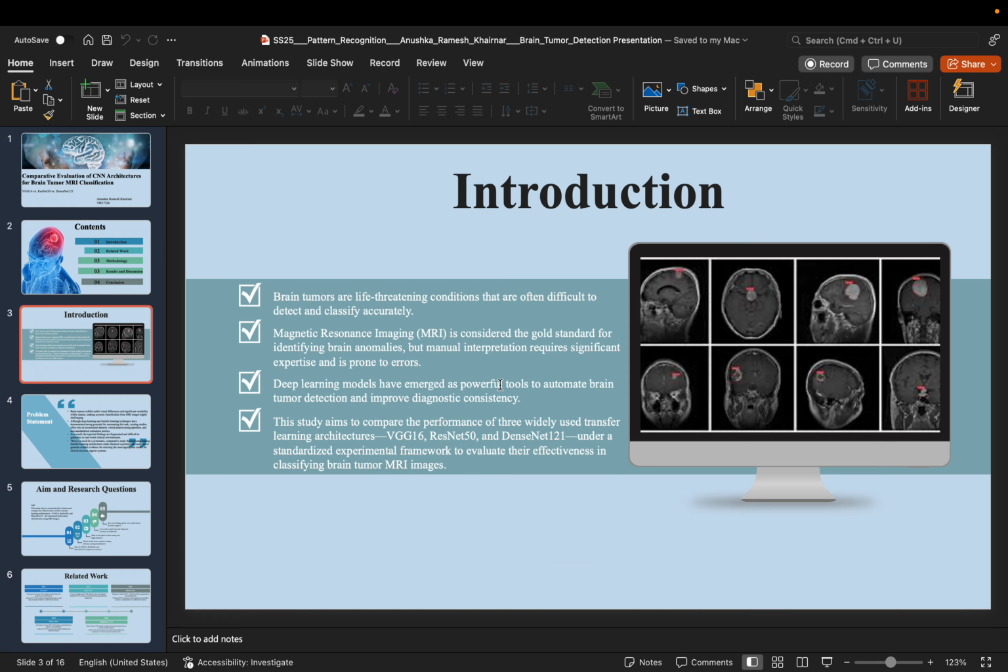Brain tumors are serious and life-threatening conditions. Early detection plays a crucial role in effective treatment, but manual interpretation of MRI scans is both challenging and prone to human errors. So, deep learning models have shown tremendous potential in medical imaging. And in this study, we evaluate these three widely used CNN architectures, that is VGG16, ResNet50 and DenseNet121, to assess their ability to classify brain tumors using MRI images.